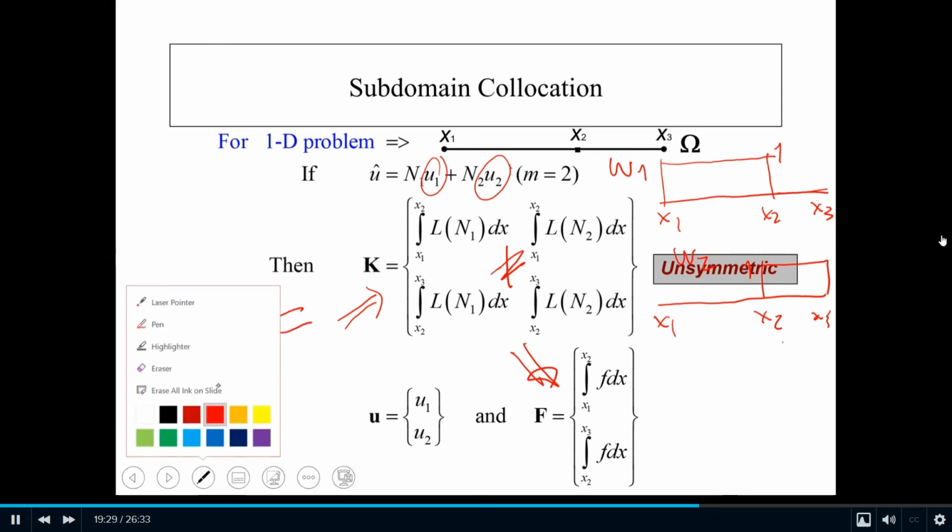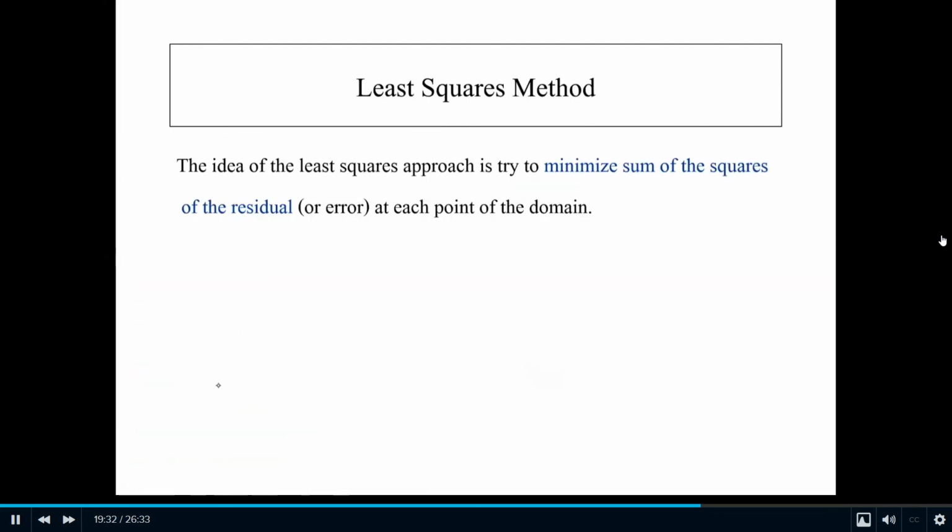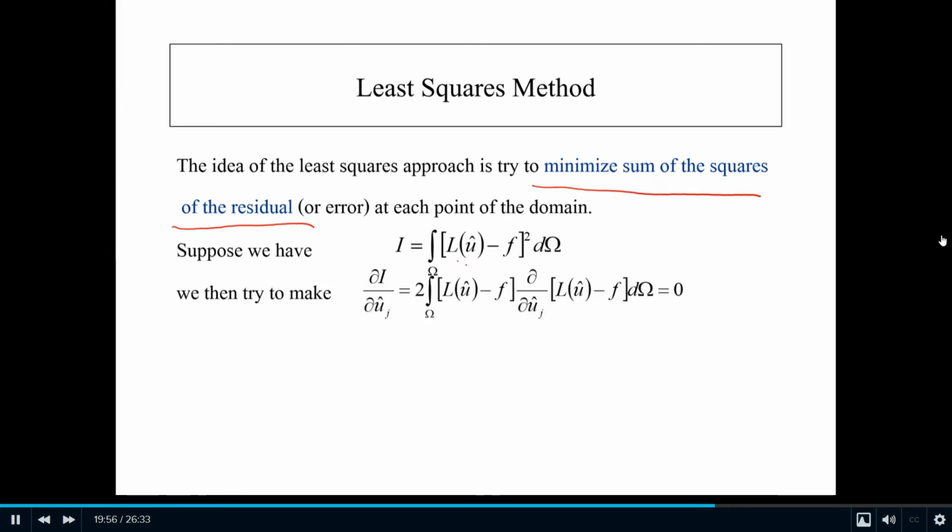Then we can have another choice, the least square method. The idea of the least square method is to minimize the sum of the squares of the residual error at each point within the domain. So we start with the square of the error. Okay, this is the residual error. We put it squared.